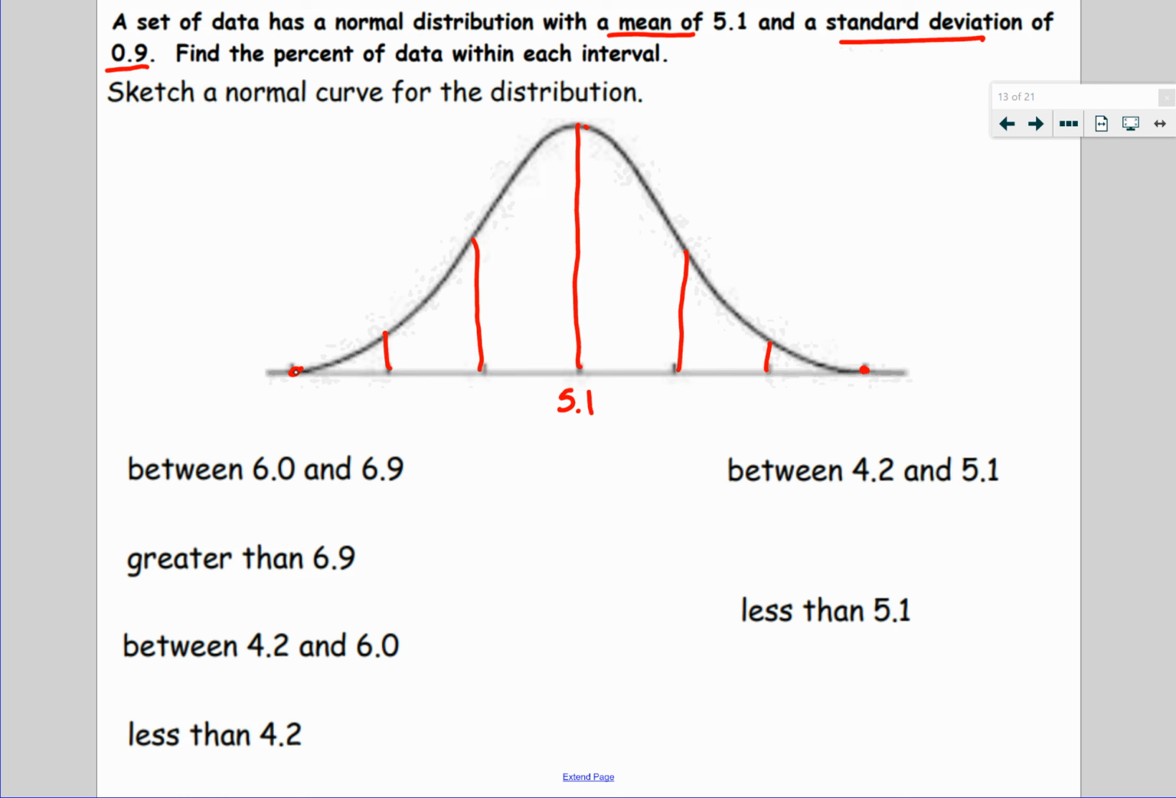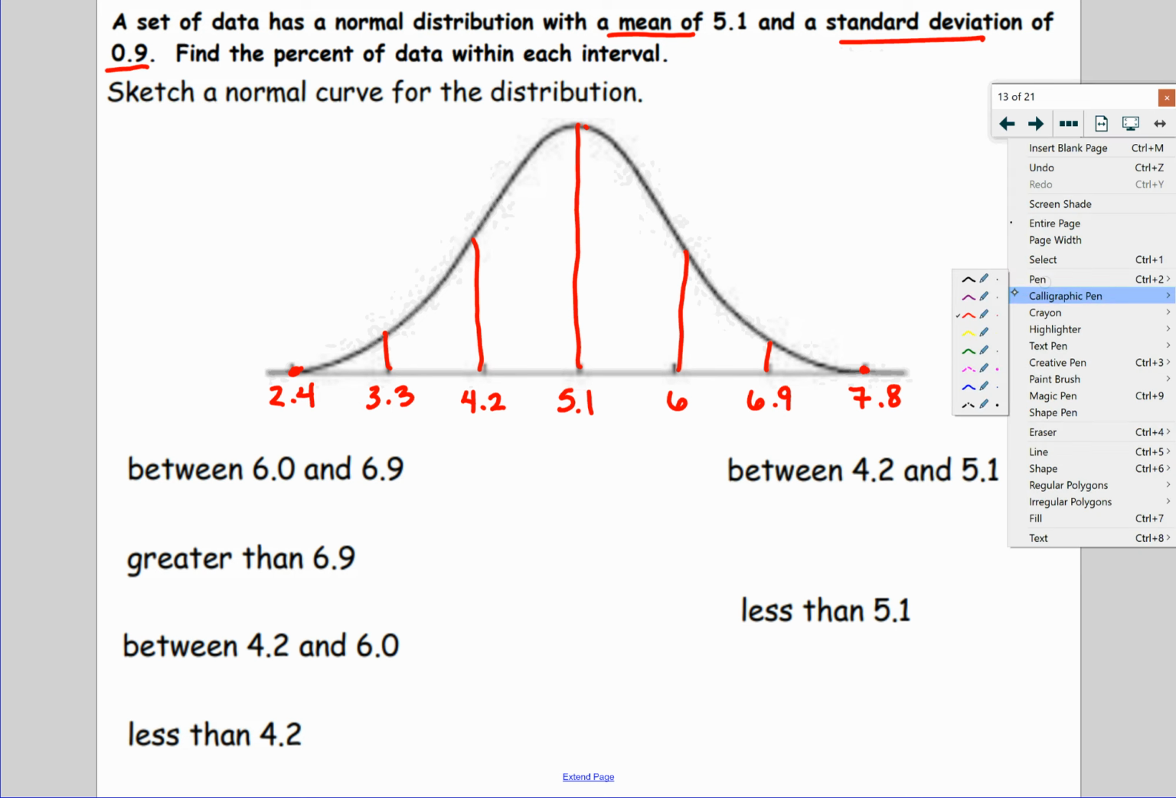So if I take 5.1 and I add 0.9, I get 6. If I add 0.9 to that, I get 6.9. If I add 0.9 to that, I get 7.8. Okay, so I know what data value is located 1, 2, and 3 standard deviations to the right. And then we can also be 1, 2, and 3 standard deviations to the left. Same way, just keep subtracting 0.9. So 4.2, 3.3, 2.4.